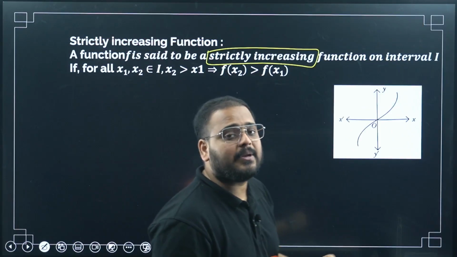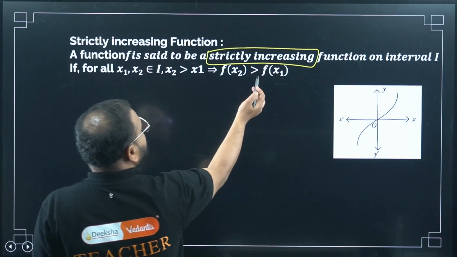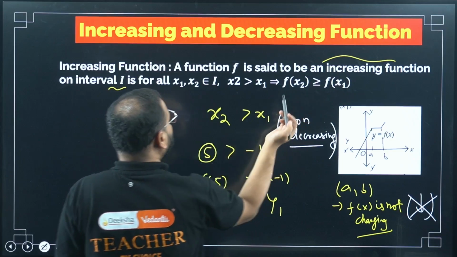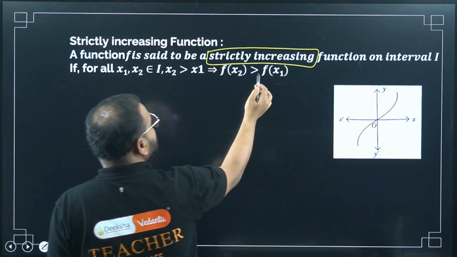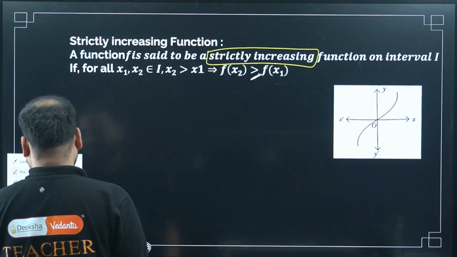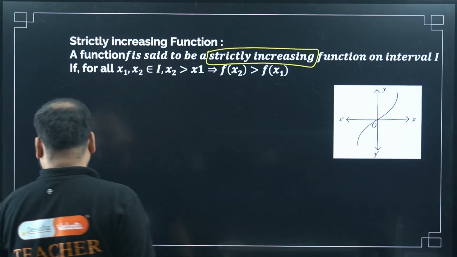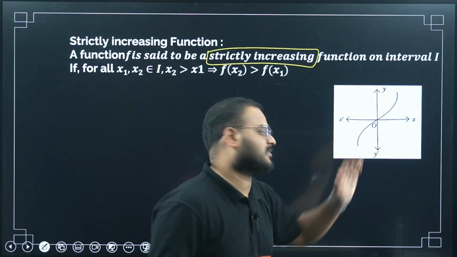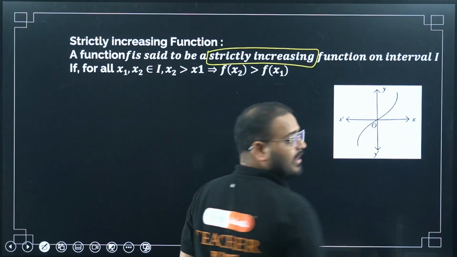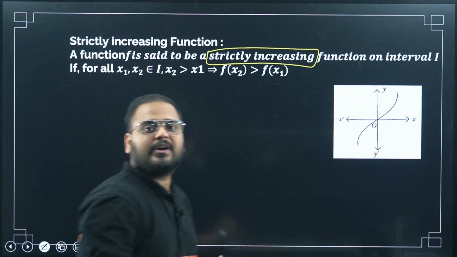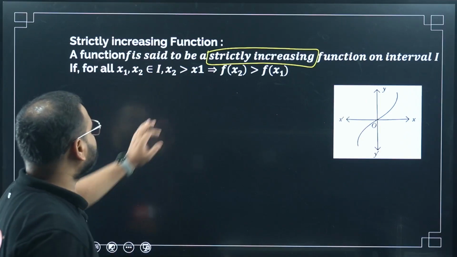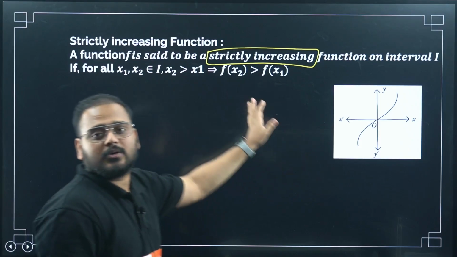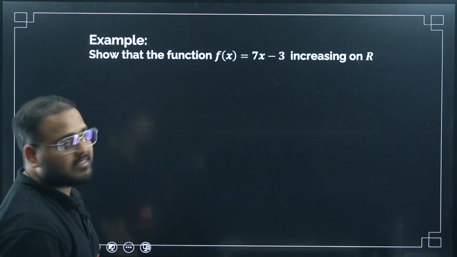But in the case of a strictly increasing function, what will happen? There will be no equal to sign. You can see here there is no equality. Look at this, there was an equality here, like greater than or equal to. Over here there is no equality sign. So the function value is never constant, always increasing. Keep moving towards the right in x, y is moving upwards. So this is the condition where x2 is greater than x1, f(x2) will always be greater than f(x1), not equal to. This is the strictly increasing case.